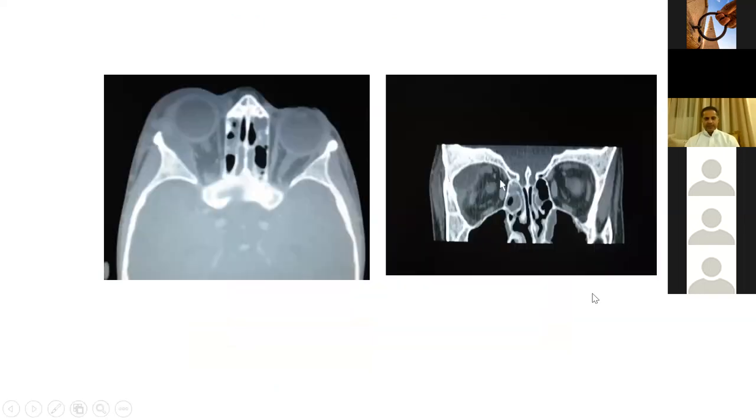This is the imaging. This is a CT scan, soft tissue window, both axial and coronal cuts. By the way, this is a bone window, okay? You can see the bone detail here. So the CT scan shows a superior temporal well-defined mass. It looks like a subperiosteal lesion with some fluid under the periosteum. Also in the axial cut, we can see some enhancement of the bone marrow of the sphenoid bone.